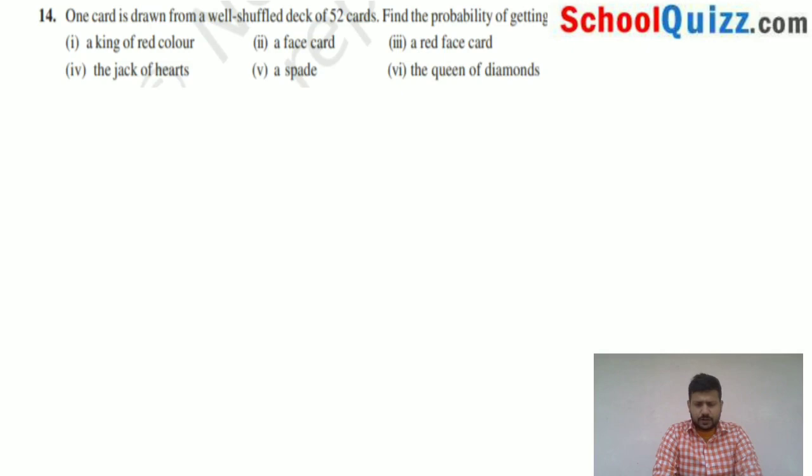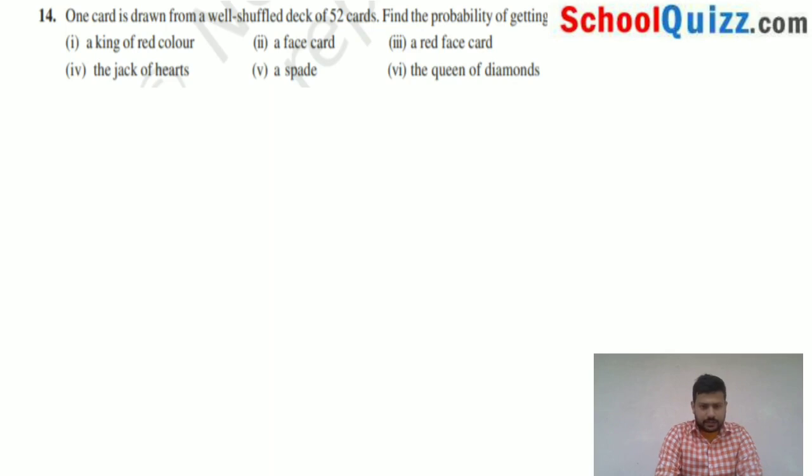This is the ninth session of class 10 chapter whose name is probability. In this session, we will begin from where we left off in the last session, that is from question number 14. Question number 14 states that one card is drawn from a well shuffled deck of 52 cards. Find the probability of getting first a king of red color, second a face card, third a red face card, fourth a jack of hearts, fifth a spade, and sixth the queen of diamonds. So firstly we will focus on the king of red color.